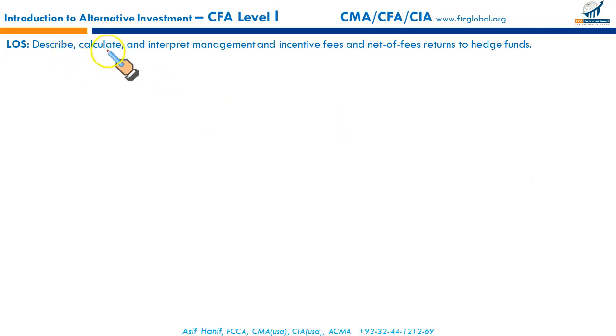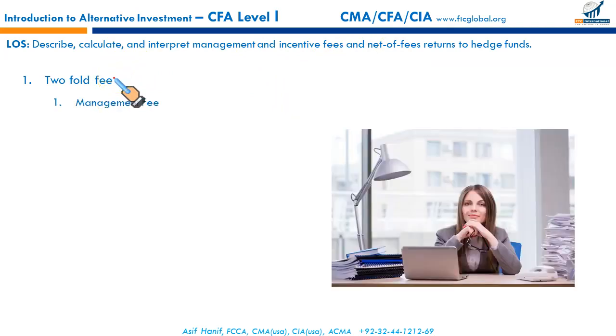Next, the LOS says describe, calculate and interpret management and incentive fee and net of fee returns to hedge funds. First, hedge fund fees are usually twofold. The first is the management fee and the second is the incentive fee. Now what's the difference between these two? Management fee is usually based on the total value of assets under management, and it is earned irrespective of performance. Let's say the assets under management are 100 million at the end of the year. So the management fee is, let's say, 2% of this amount. That will be $2 million.